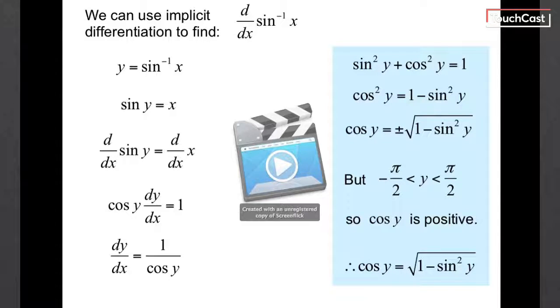So here, over on the side, I'm doing a little trigonometry magic to try to find another way to write cosine of y. And I was able to. I've rewritten cosine of y as the square root of 1 minus sine squared of y. Still, I have a y, but watch what happens. Remember that sine of y equaled x. So every place I see sine of y, I can replace it with x.